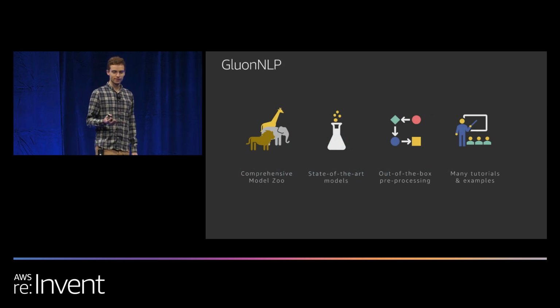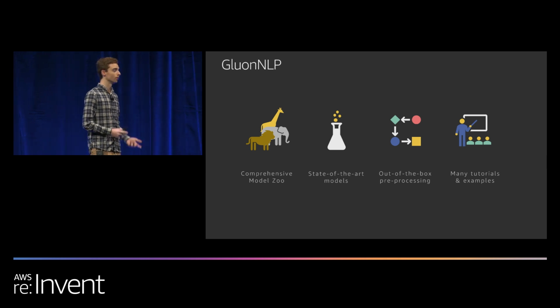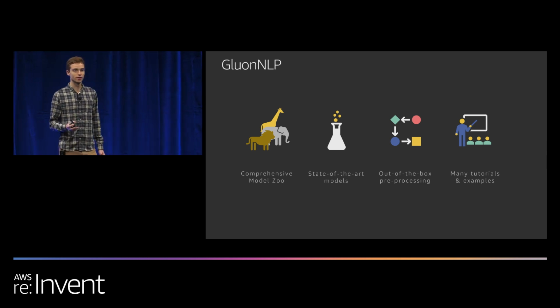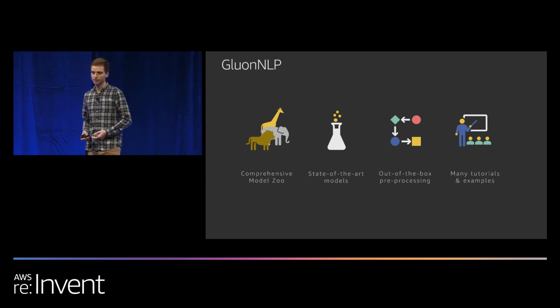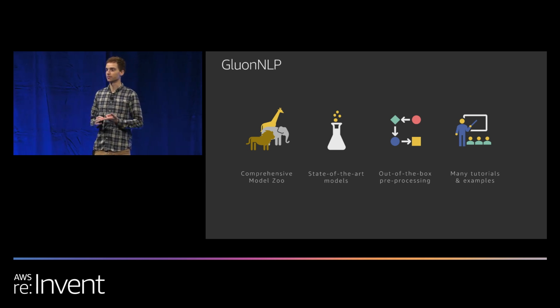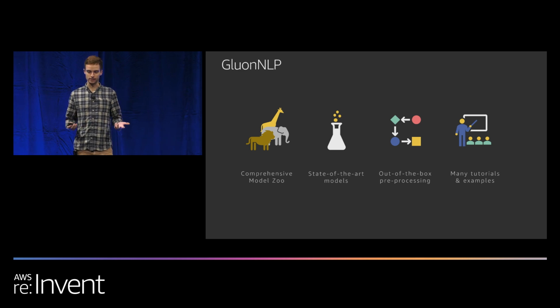Some of the benefits of Gluon NLP. So first of all, it's got a really comprehensive model zoo. So there are hundreds of different pre-trained models that you can use out of the box. This covers things like different types of embeddings for word levels, and also language models, translation models, and things like that.